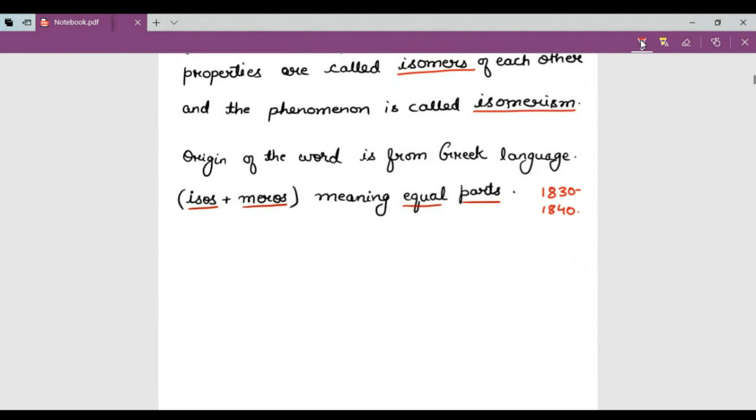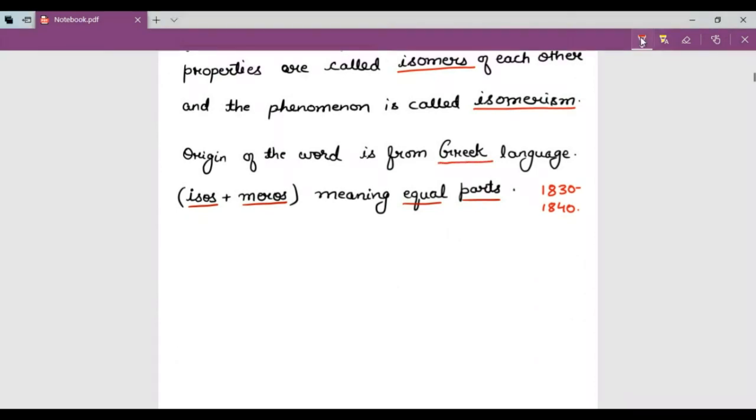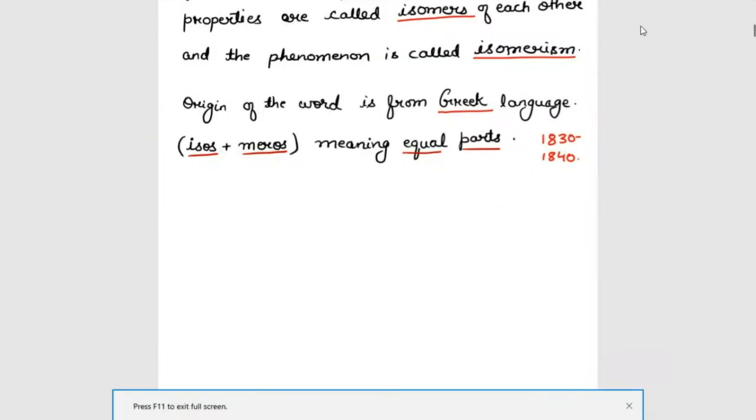So, what was the origin or the root of this word isomerism? This word has originated from the Greek language. In Greek, it was isos plus meros. The meaning of these two is: isos is equal, meros is parts. So two molecules or more than two molecules having equal parts were named as isomers way back then.